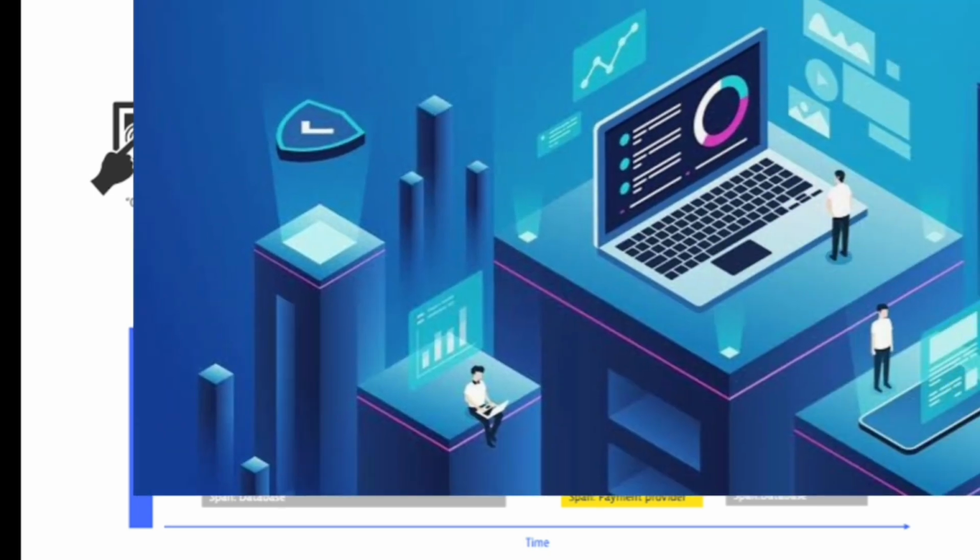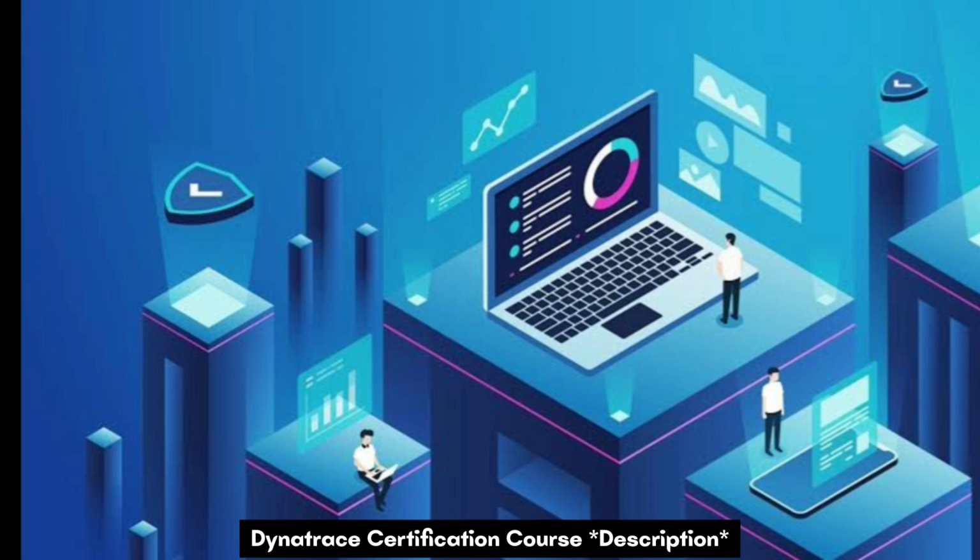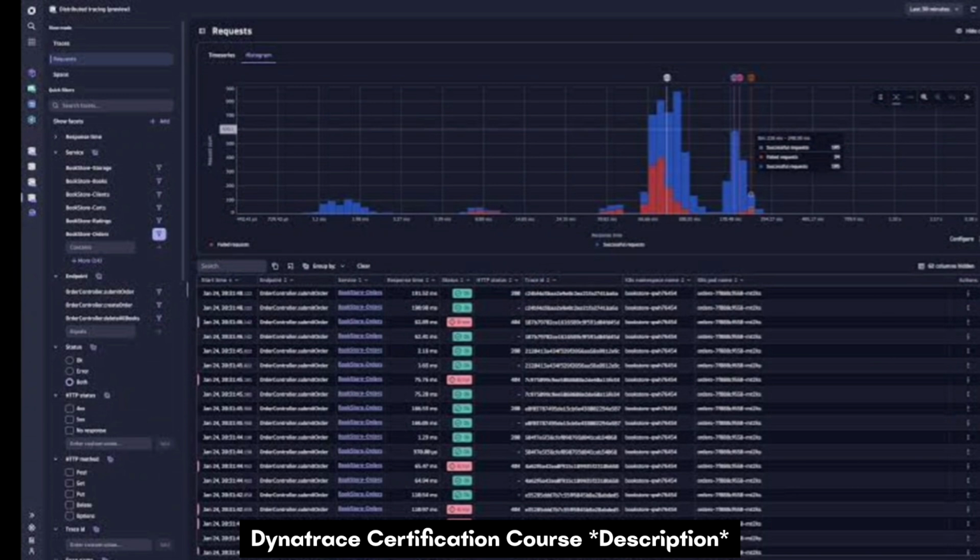In modern IT environments, applications are often made of many interconnected microservices, making it challenging to pinpoint the exact source of performance issues or errors. This is where distributed tracing comes into play. In Dynatrace, distributed tracing provides a detailed end-to-end view of how a single transaction flows through your entire system. It captures each step of transactions, showing how long each service takes to process the request.